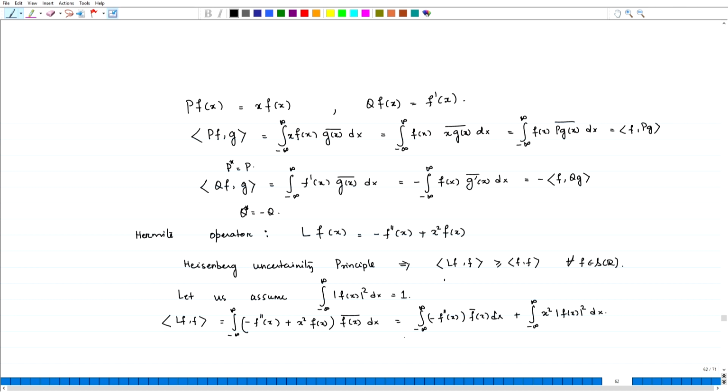Now, if we perform the integration by parts, the first boundary term, f prime of x into f of x from minus infinity to infinity, is going to vanish. Then minus minus will be plus. So this will be the integral of f prime of x times the derivative f prime of x bar dx, which is nothing but the integral from minus infinity to infinity of mod of f prime of x square dx, plus the integral of x square mod of f of x square dx.